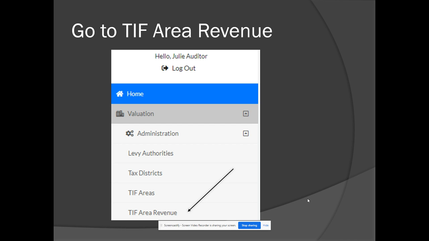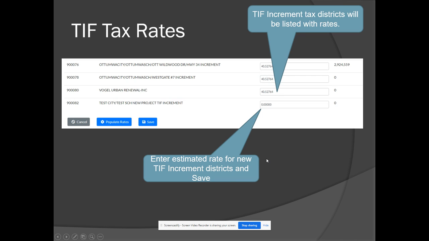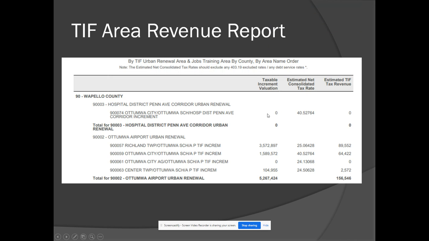So to access the information, you go to TIF area revenue. The screen's going to look like this. It's going to have all of your TIF increment districts in it, and it should list for you all of the different current year rates that are all populated in there. And like I said, if you created something new in this year, the system won't have a current year rate for it because it didn't exist in the current year. And so you're going to have to manually calculate and enter that rate in there.